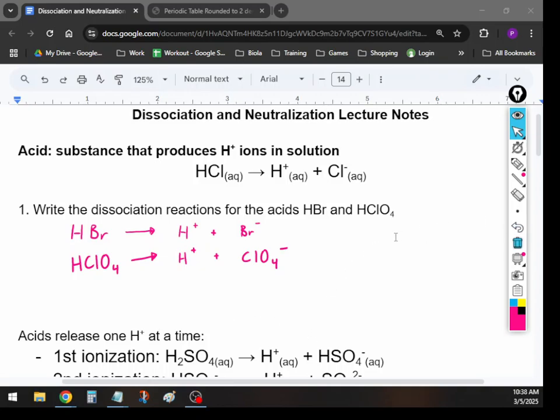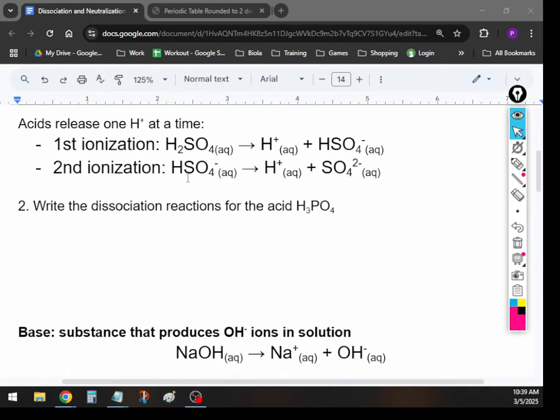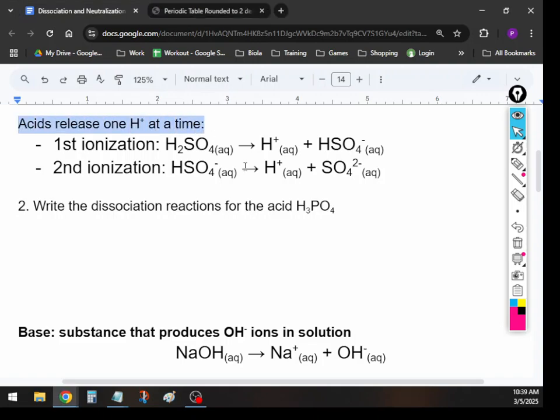So when we take a look at acids and they dissociate, the key thing that I want you guys to note is that acids release one H plus at a time. So you guys don't need to write the example. I'll go over it in a second. But I do want you guys to write this in your notes because it'll be helpful. Acids release one hydrogen at a time.